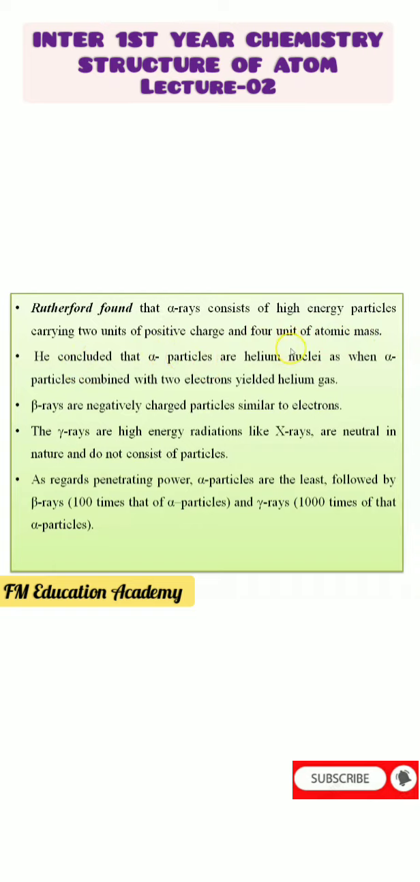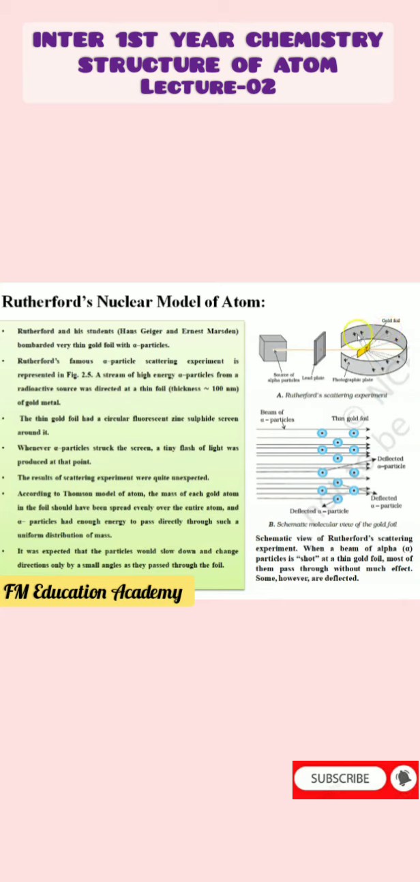So it was expected that the particles would slow down and change direction only by a small angle as they passed through the foil. Whenever they pass through this foil, it was expected that they would change only by small angles, but here we see that they are getting scattered by very large angles. So these results are unexpected. One is that the mass is uniformly distributed, and the other is that they are scattered by large angles.